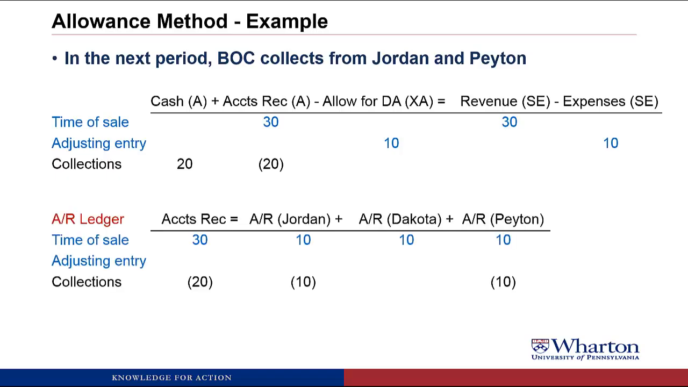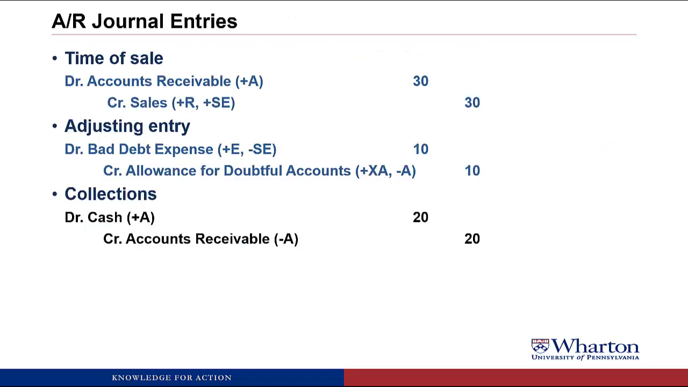In the accounts receivable ledger, we can see that we reduced Jordan and Peyton's account by 10. Since we've collected on both of those, now they owe us 0. And that equals the total reduction of 20 in accounts receivable that we see up in the balance sheet equation. Journal entry here is pretty straightforward. We're going to debit cash because we've collected cash. We credit accounts receivable to reduce that asset account because we have received the cash for that 20.